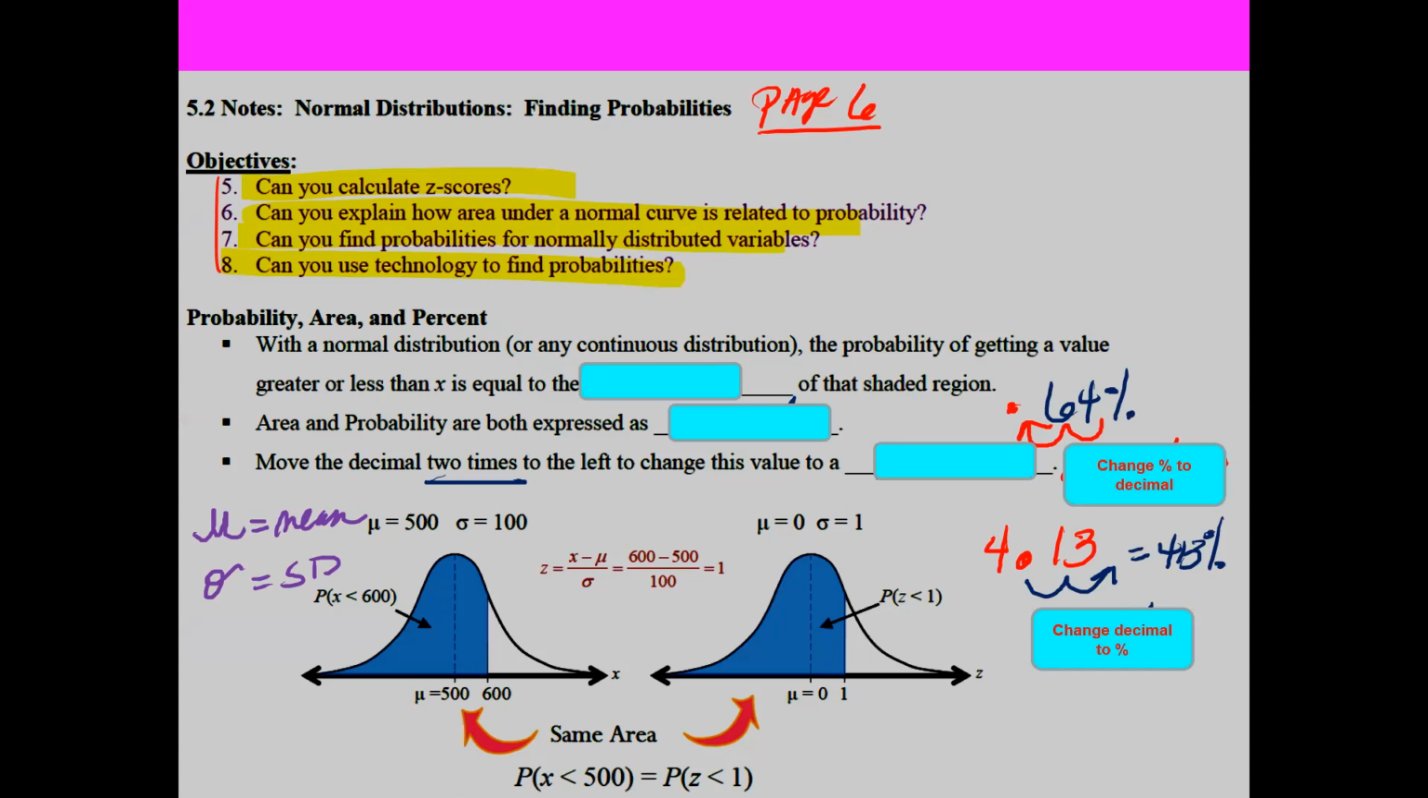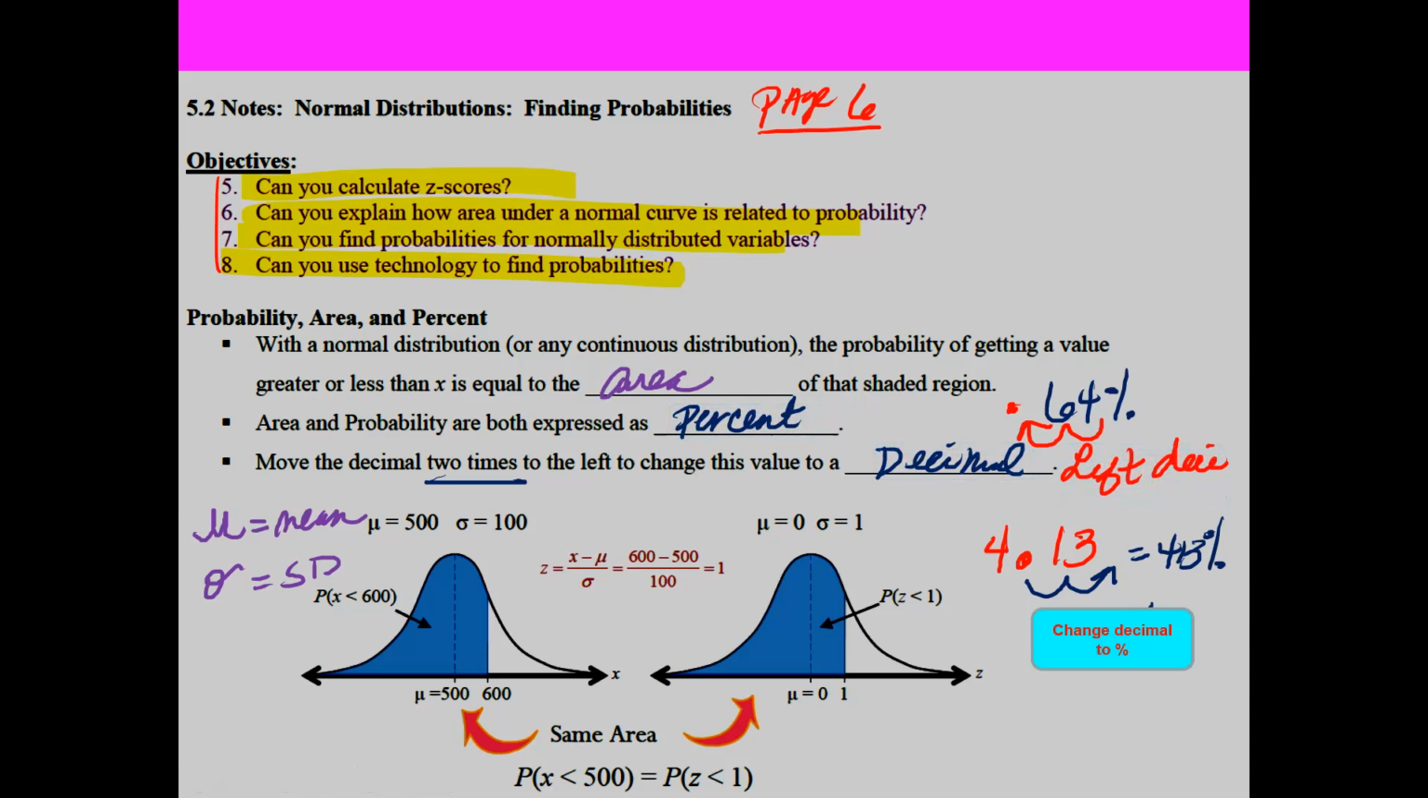With a normal distribution or any continuous distribution, the probability of getting a value greater or less than x is equal to the area of that shaded region. The area and probability are both expressed as a percent, and it's usually always 100%. You move the decimal 2 times to the left to change the value to a decimal. Or if you want to change it to a percent, you move it 2 spaces to the right.